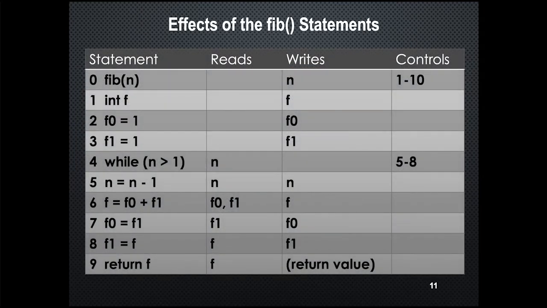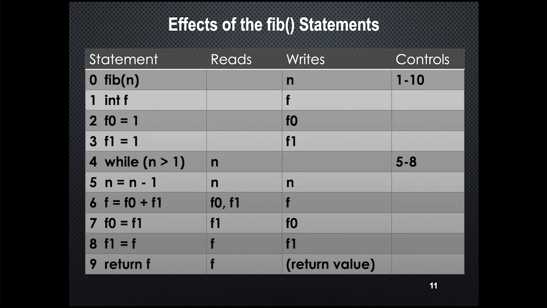Here we have put together a table showing the effects of the fib function statements. In line 0, we see a statement that will write to the value of n and controls whether the next several lines of code are executed. In line 1, we have int f. This is changing the program state of the variable f to be an integer. In line 2, we see that f0 equals a constant value of 1. This is writing a value to the variable f0. Then we have a similar statement in line 3 for f1.